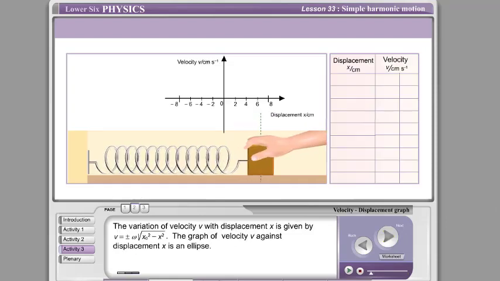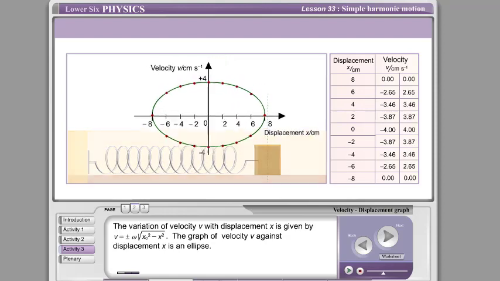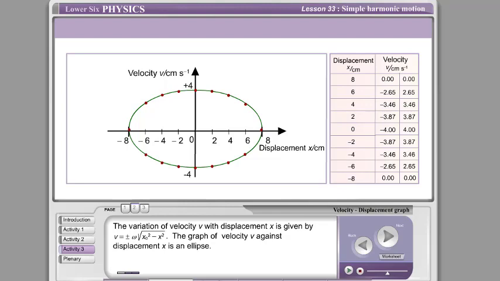The variation of velocity v with displacement x is given by v equals plus or minus omega times square root of x naught square minus x square. The graph of velocity v against displacement x is an ellipse.